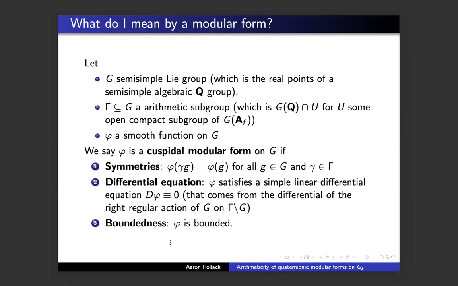And then finally, I'll assume that phi is bounded. So this boundedness is supposed to be the cuspidal part of this definition, whereas the parts 1 and 2 are supposed to be the modular form part of this definition. So like I said, it's not exactly the standard way of phrasing things, but it's a reasonable way to proceed.